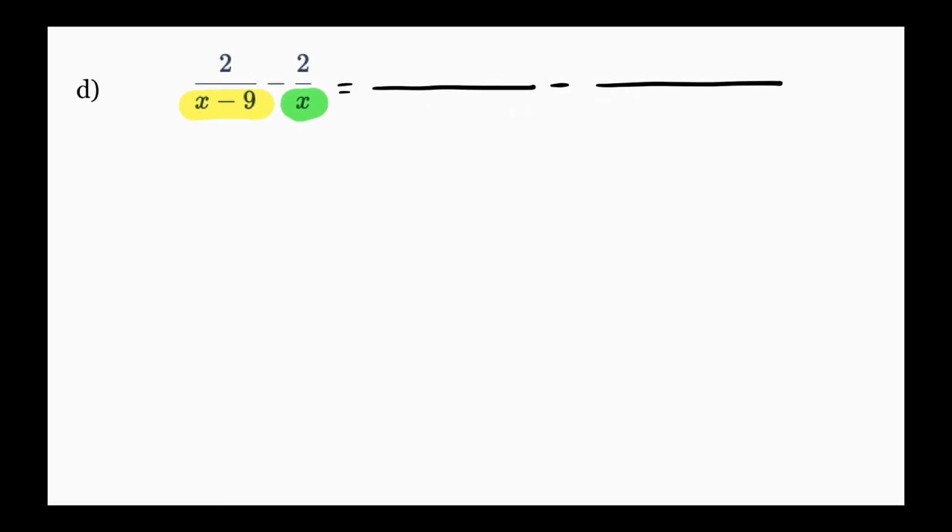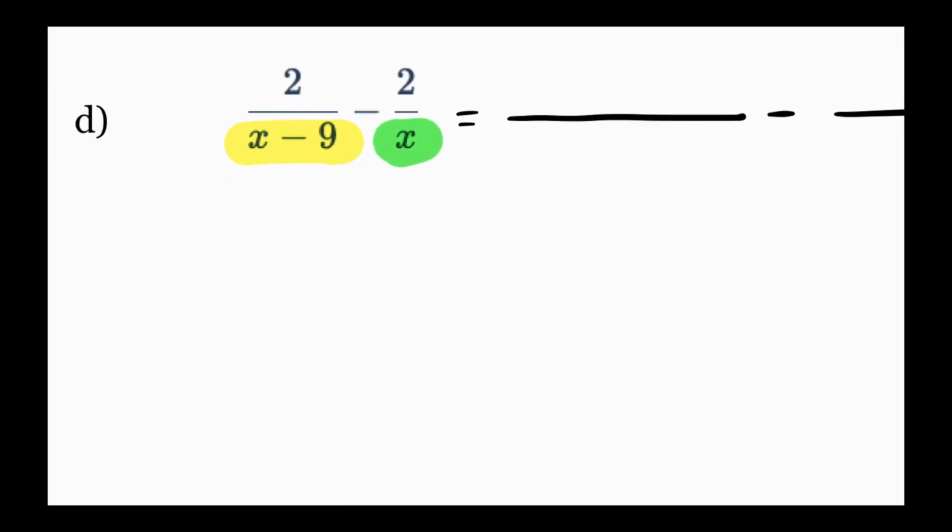Okay, so first one, green is a binomial. Oh, not green. Yellow is a binomial. What is that? Does that have a GCF or a difference of squares? It doesn't have a GCF, but it's very close to difference of squares. If that were a square right there, you would have difference of squares. But since it's not difference of squares, we just leave it as x minus 9. 2 goes on top.